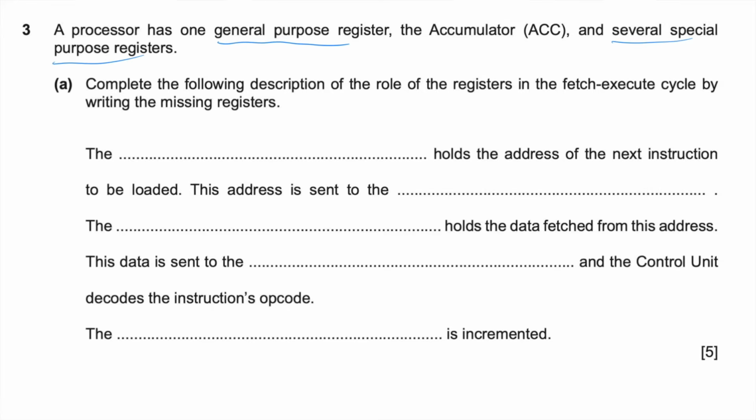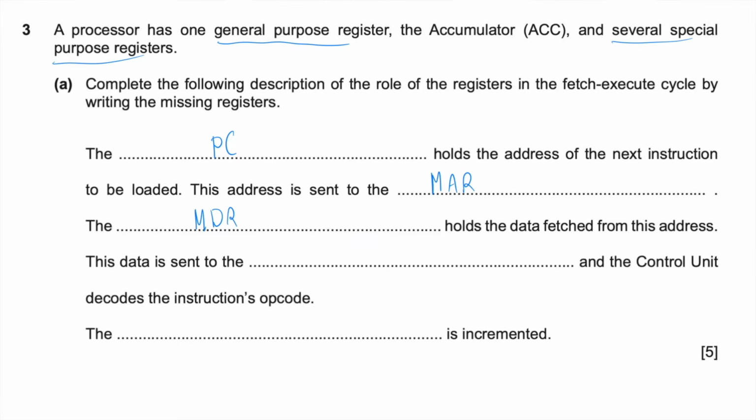The blank holds the address of the next instruction to be loaded. This is going to be the PC, or program counter. This address is sent to the MAR. We go from the PC to the MAR. The MDR holds the data fetched from this address.